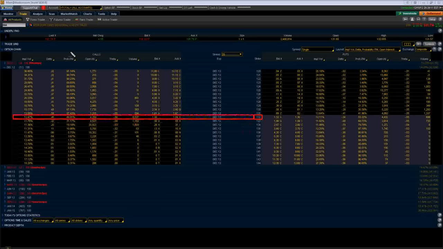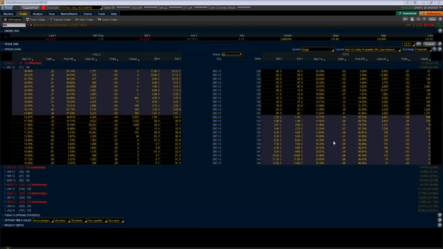For the put, you can see they would probably use 132 as well because it's closer to 132, and I would probably use 132 as well. We're just saying, okay, this is the at the money price right now, 132. That's how I would do it.